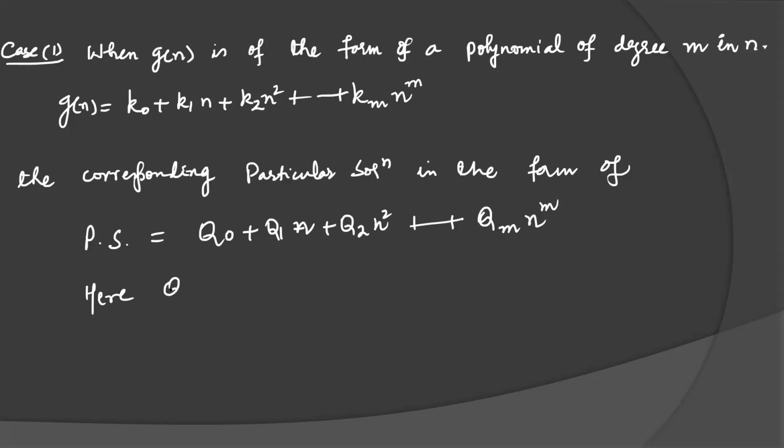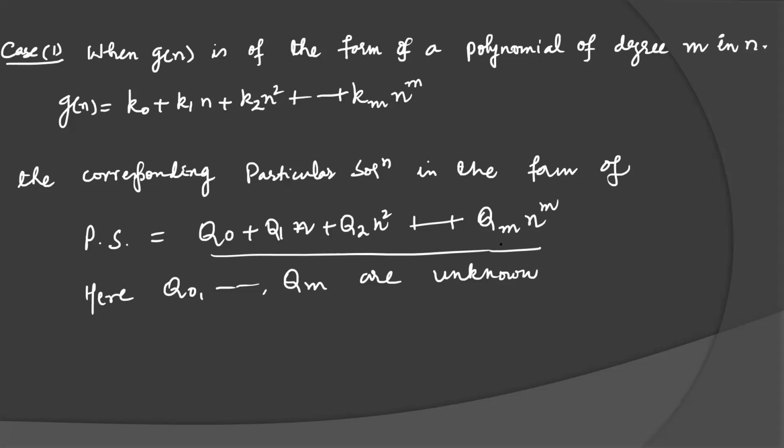Here q naught, q1 and qm are unknowns. We have to find these coefficients. This method is called the undetermined coefficient method. We will assume this is a particular solution and we will substitute it in the given recurrence relation. After putting the value in the given recurrence relation, LHS will be equal to RHS. Then we will compare both sides and we will find q0, q1, q2, everything.